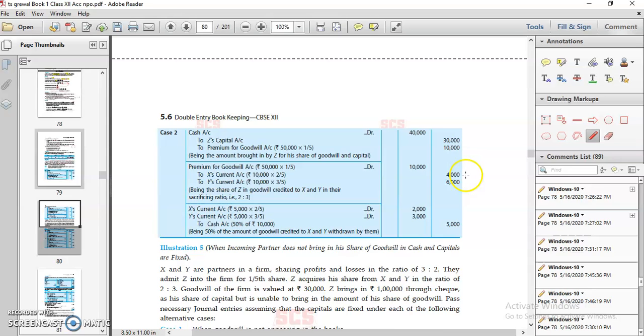I hope you understood. So today we understood the treatment of goodwill. If he brings premium, the entry comes cash to premium, then the premium is divided among existing partners in which ratio? Sacrifice ratio. Yes, very good. And next, the distribution comes in sacrifice ratio. If the shares are withdrawn, the entry comes current account or capital account debit to cash.